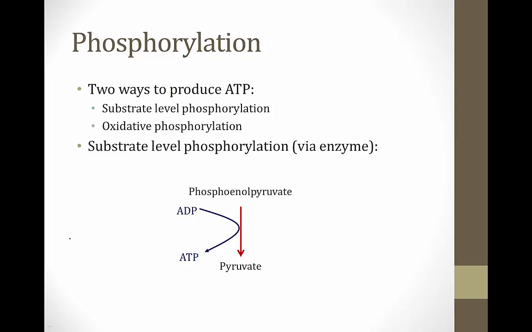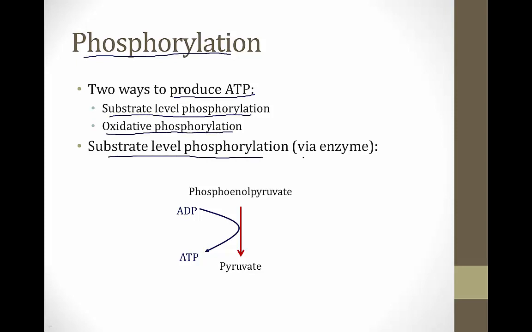So now let's talk about how ATP is generated from all those hydrogen ions sitting in the inner membrane space. But before we can do that, we have to define a couple of terms related to the process of phosphorylation. There are two general ways by which ATP is produced. The first way is called substrate level phosphorylation, and the second way is called oxidative phosphorylation.